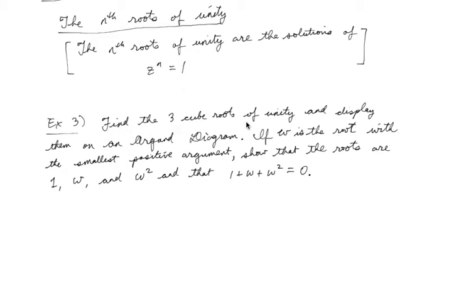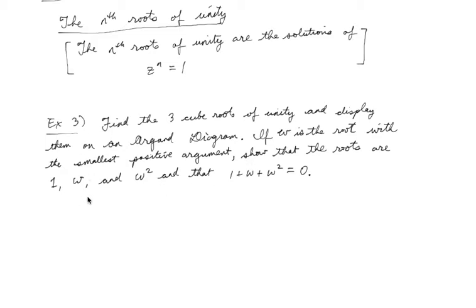Find the 3 cube roots of unity and display them on an Argand diagram. If w is the root with the smallest positive argument, show that the roots are 1, w, and w squared, and that the sum of those, 1 plus w plus w squared, is equal to 0. Okay, so this part looks pretty complicated here, right? It doesn't make a whole lot of sense right now, but let's try the first part and see if we can make sense of this second part, okay?